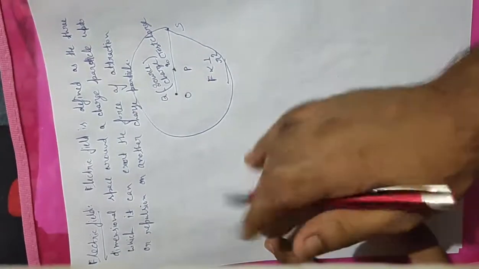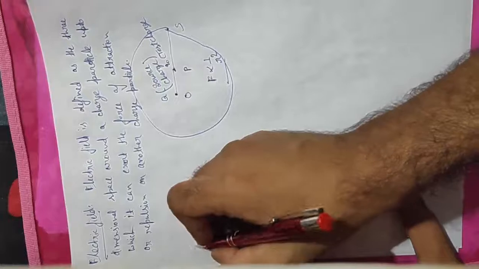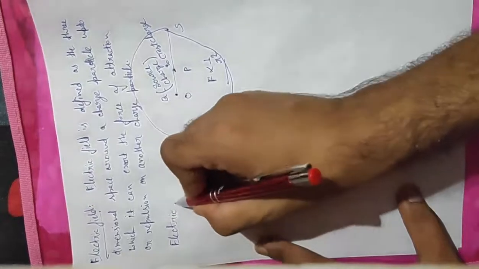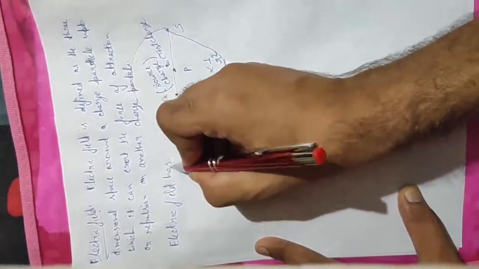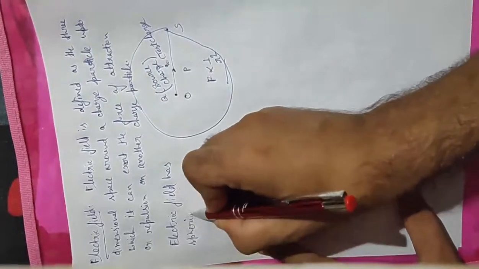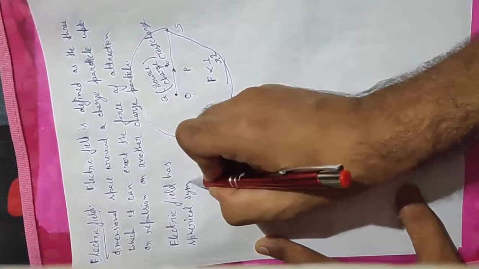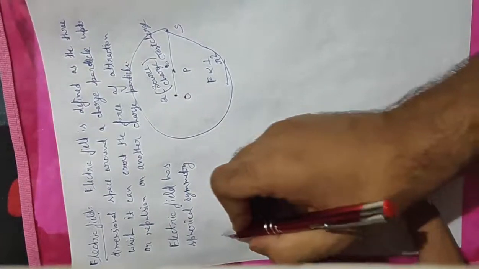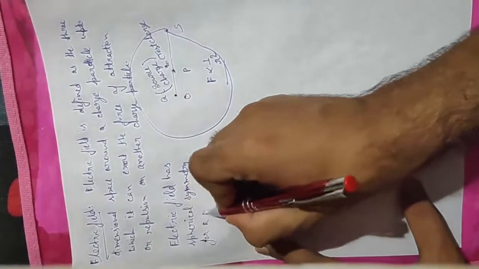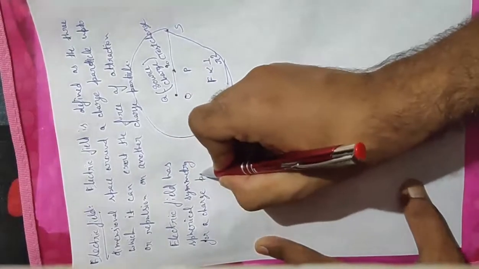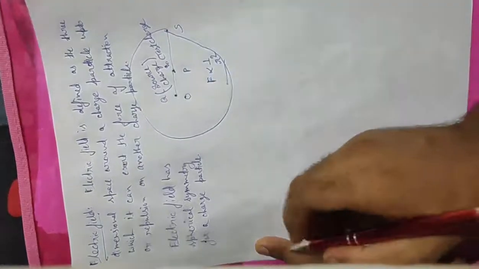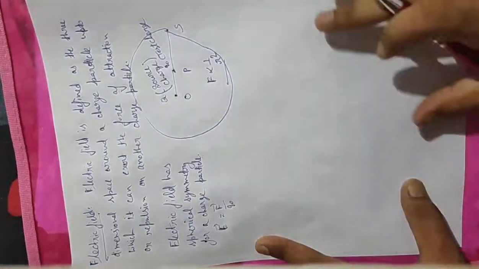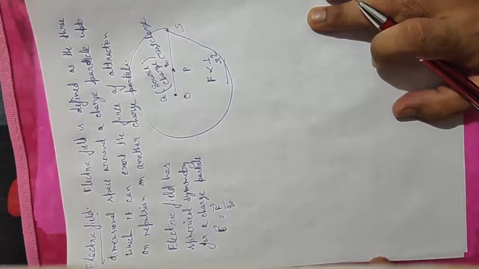So from this diagram we observe that electric field has spherical symmetry in nature for a charged particle. E is equal to F by Q naught.